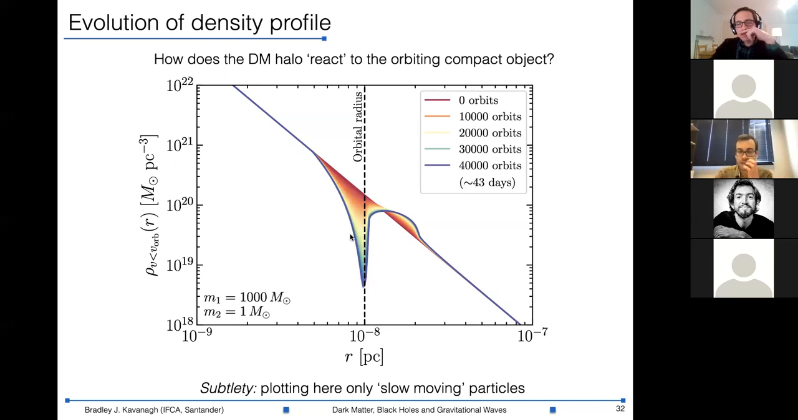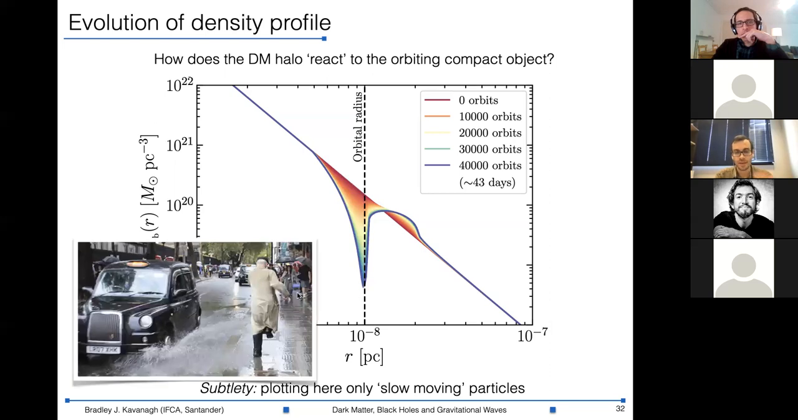Okay, and this behavior, this kind of depletion of the density and kind of moving things out to larger radii, in my head, it always just makes me think of driving through a puddle, and you inject energy into the puddle and the puddle sprays out somewhere else. And in the process, your car has to slow down a little bit. And in our situation, that slowing down is the dynamical friction, which makes you inspiral a little bit quicker.